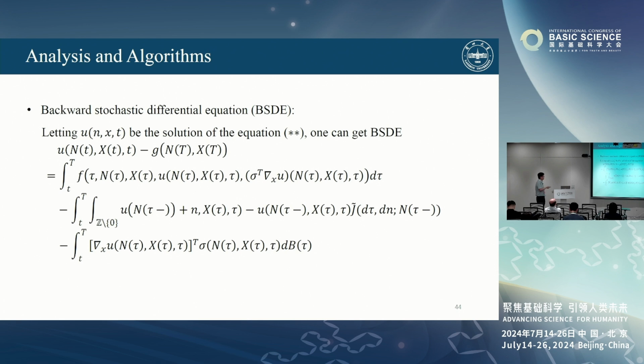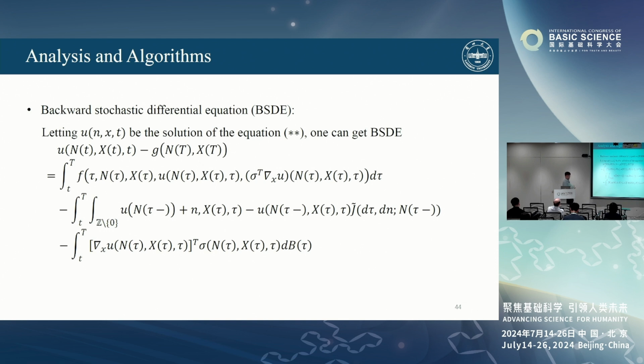Then this is the key. We derive the BSDE of the equation we are trying to solve. So this U and this U is the same U. This U is a solution of the PDE. If we replace small n by capital N and small x by capital X, we try to find the governing equation for this one. This U solves the PDE. We try to find what equation this one solves.